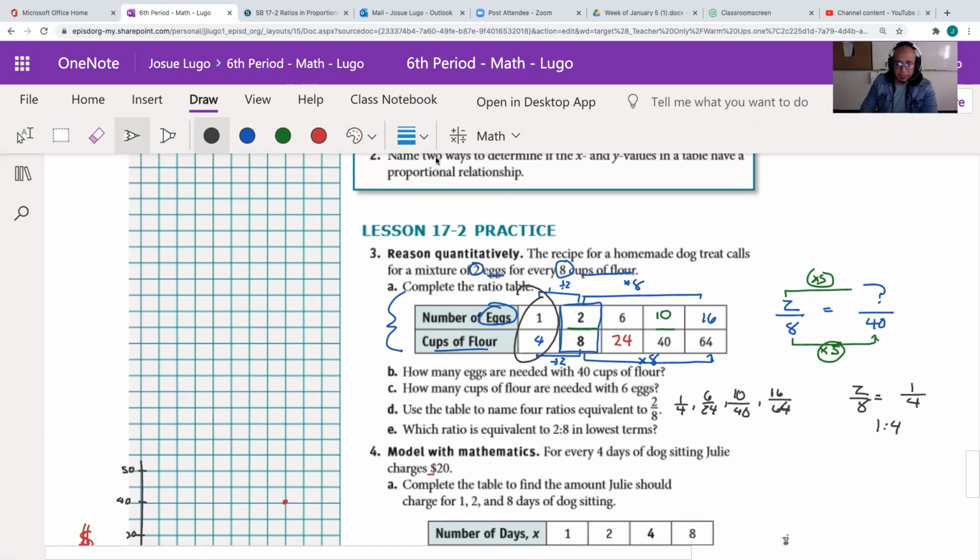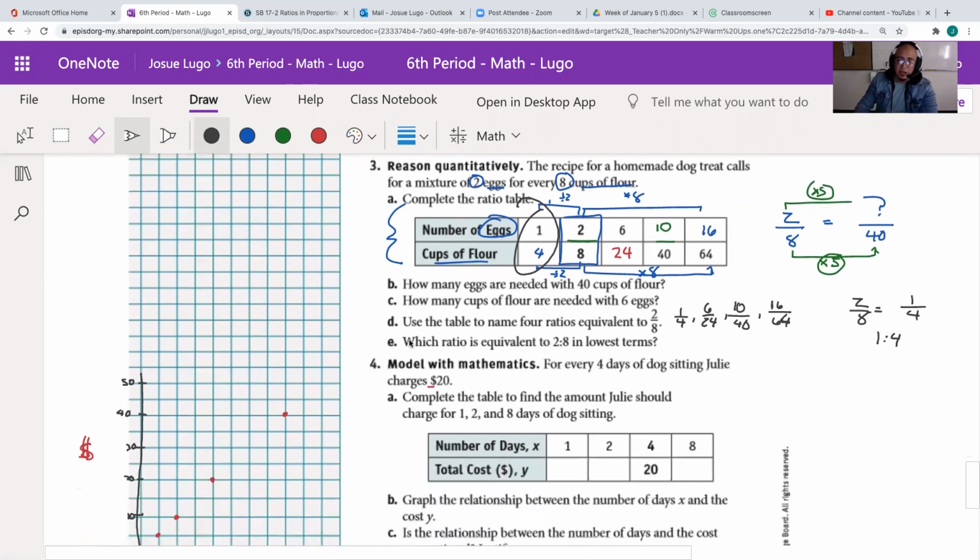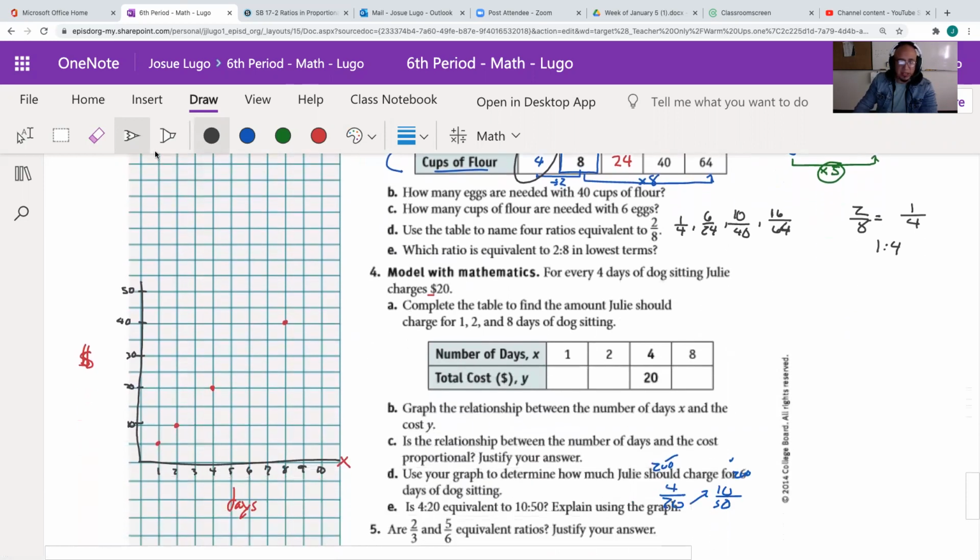As you can see, ladies and gentlemen, there's nothing really crazy about this, right? For number 4, we're going to do the same thing. Let us do the same thing for number 4. So I encourage you to pause it as you copy down this table.